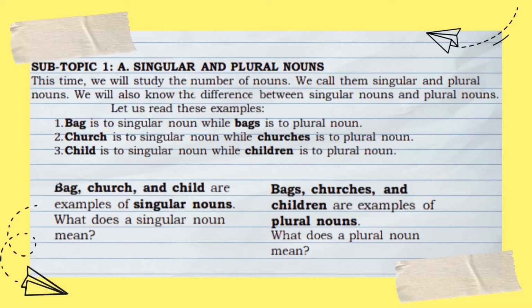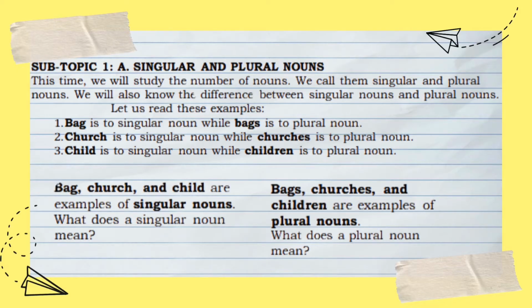Okay, so this time we will study the number of nouns. We call them singular and plural nouns. So we also know the difference between singular nouns and plural nouns. Do you know the difference? So when you say singular nouns, when you say singular, it's only one. And when you say plural nouns, it's more than one.